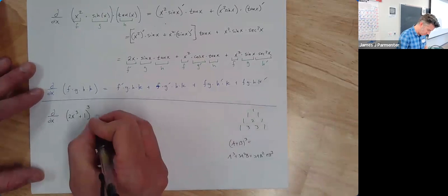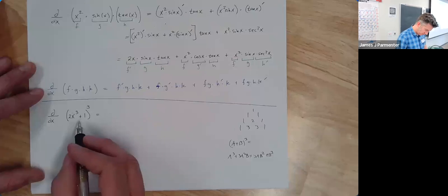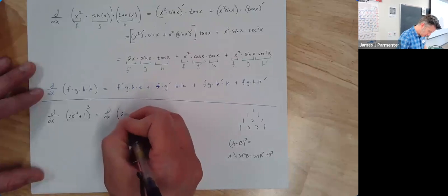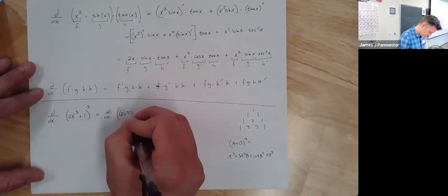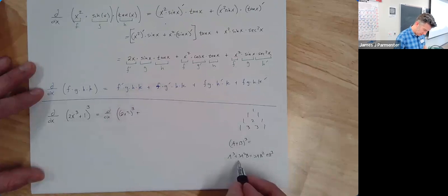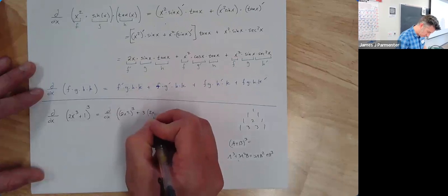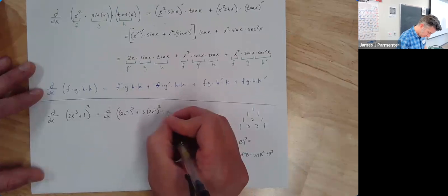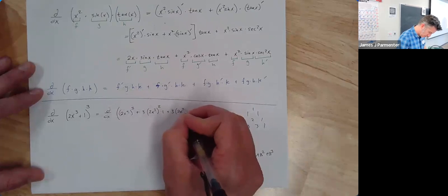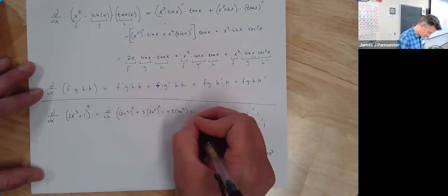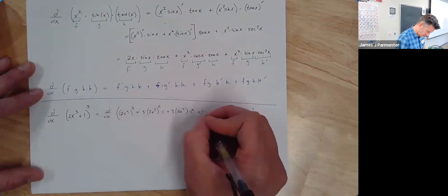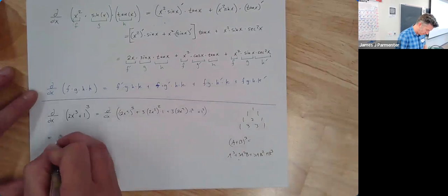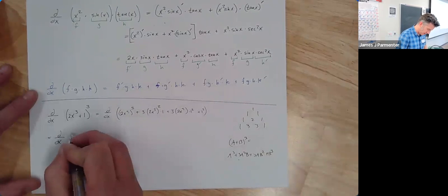So when you multiply this out, you get the first thing cubed, I'm taking the derivative of 2x cubed, and then 3 times the first thing squared times the second thing, which is 1, plus 3 times the first times 1 squared, and then finally plus 1 cubed. All right, so let's simplify before we differentiate. Always a good rule of thumb.